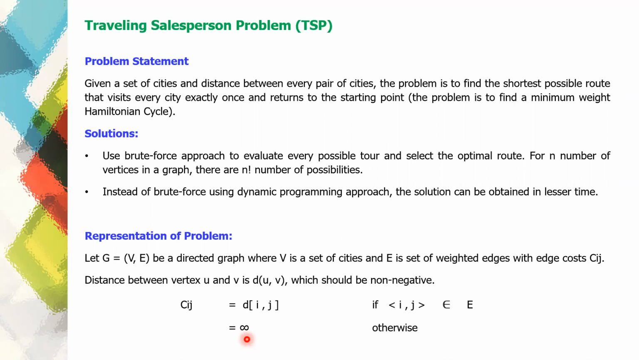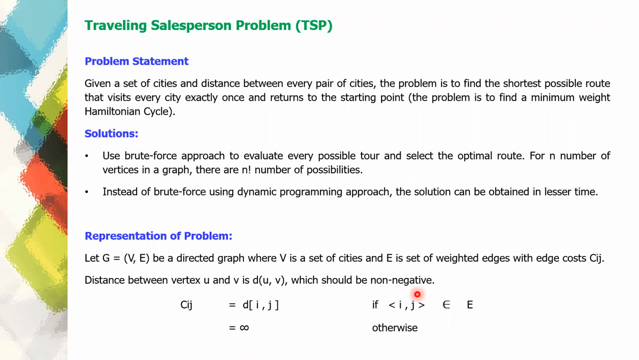Later, it will be modified depending upon how you are going to find the roots. But initially, this will be the default values. If there is a direct edge between i and j, then that will be the C of ij. If there is no direct edge connecting i and j, then the cost function Cij, you'll start by taking it as infinity.